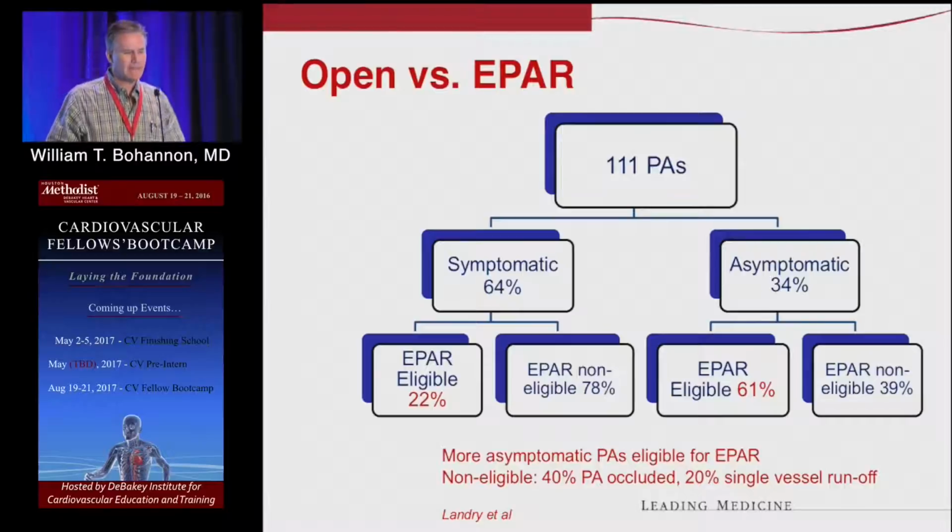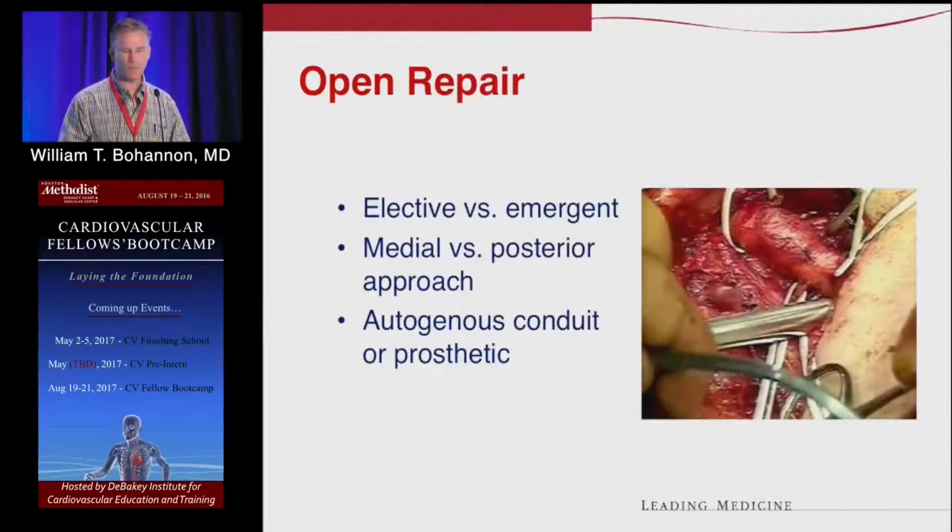And in this study, looking at open versus endovascular repair as far as people who would be eligible, it seemed like more people in the asymptomatic category were eligible for endovascular repair, looking at that type of criteria. When you progress to symptoms, certainly things may be more severe, then less would be considered eligible. Say 40% of those people may have occlusions, 20%, which is a single vessel runoff, using as exclusions.